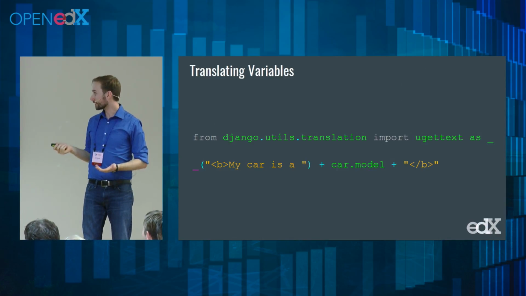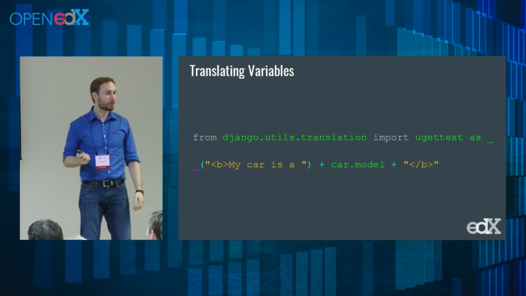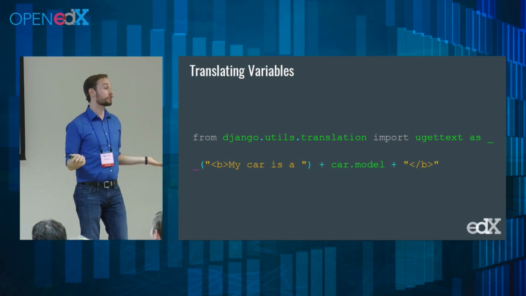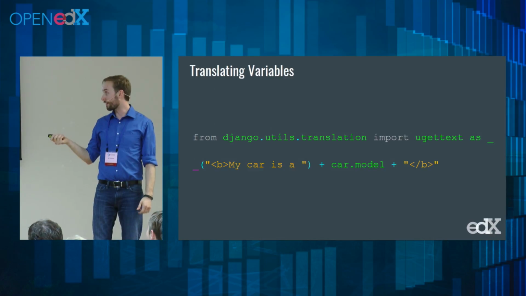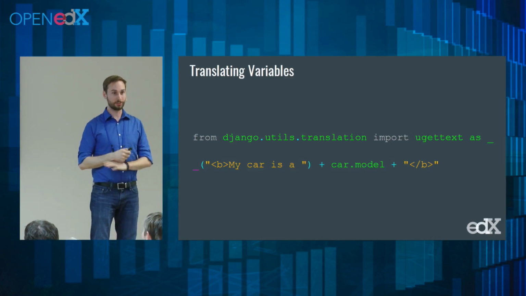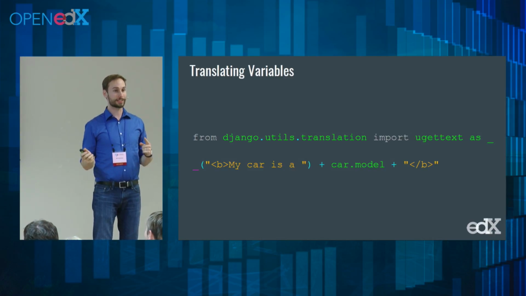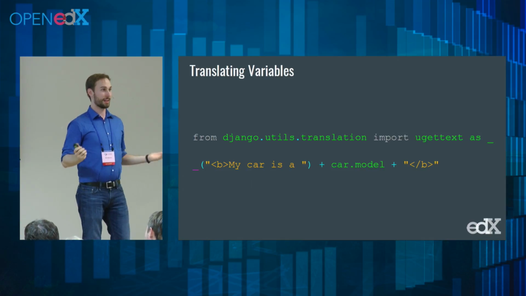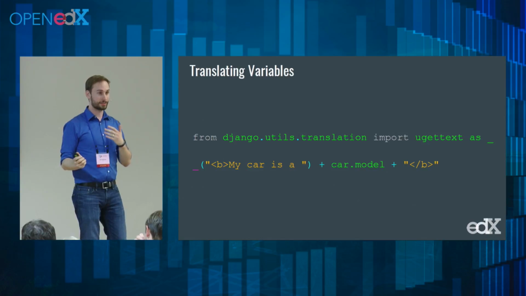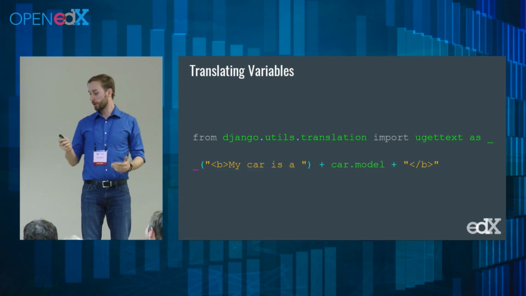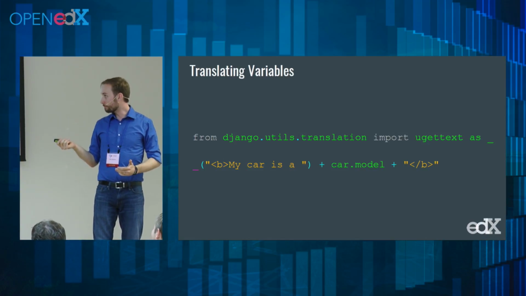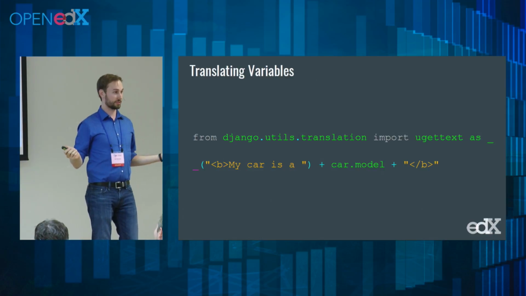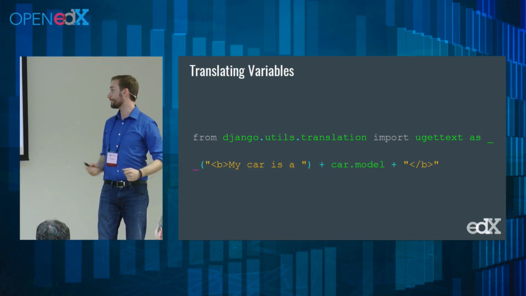Well, if you decide, I don't want to bold this anymore, and it should be italicized, well, now this string that you translated is no longer a valid key, and someone has to go back in and retranslate "my car is a." You've already translated it, but now it's not in your dictionary anymore. So one easy thing to do is just move HTML out of those getText keys.